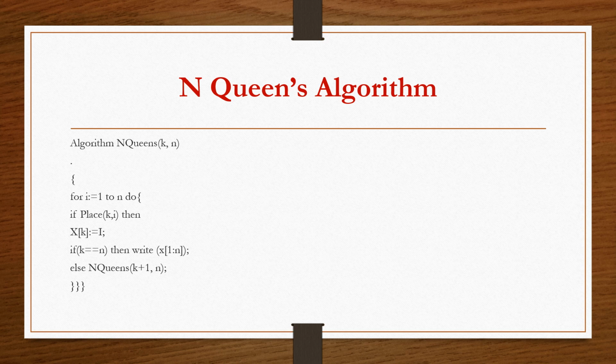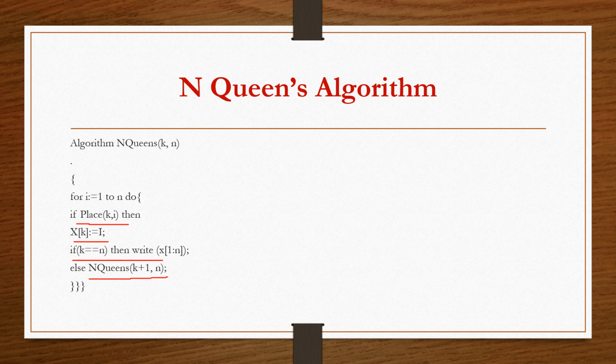So here is the n queens algorithm. In n queens algorithm, first we have to find out whether I can place my queen in a position without any clash. So if this place function returns true, then I will place my queen in that particular row, and if all the queens have been placed, then I will create an array storing my results. If not, I will check for placing my queen in the next row.